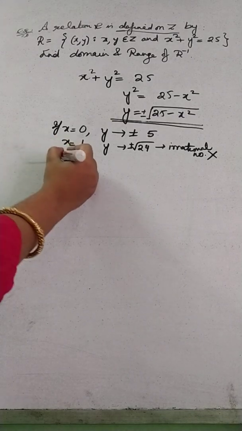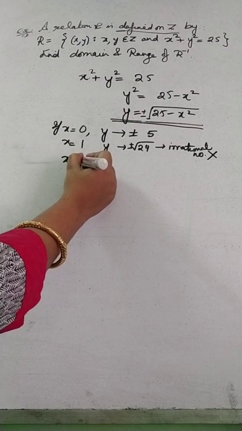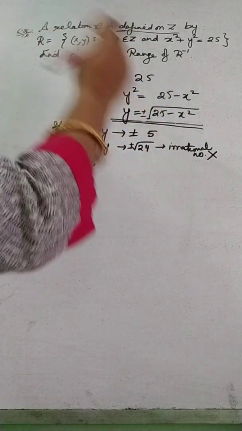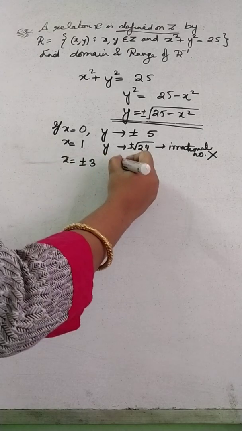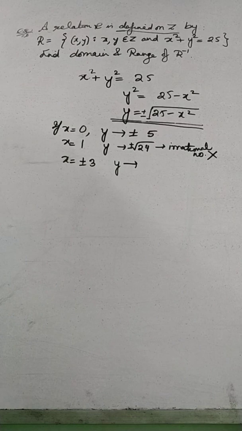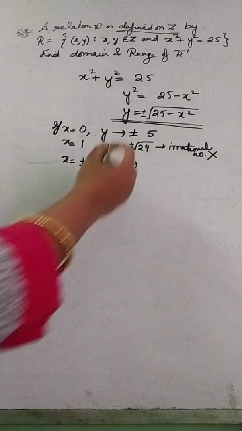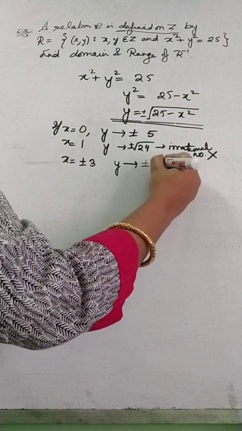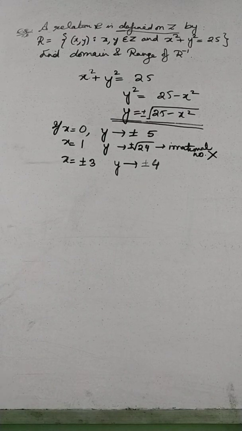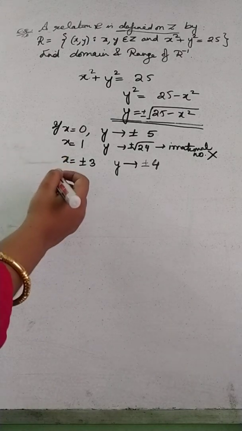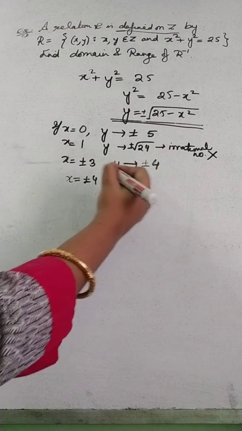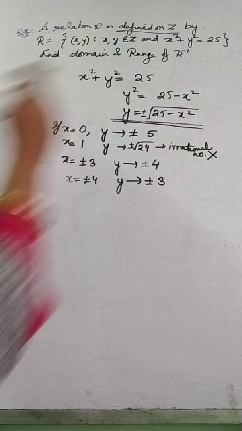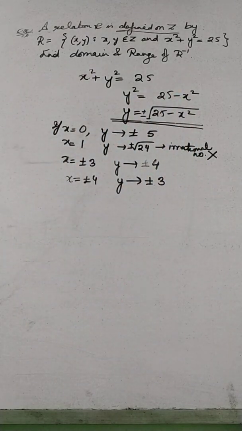When I take the next value of x, I can take plus 3 as well as minus 3 because it is an integer, and whether I put plus 3 or minus 3, it's going to be 9. So y square is 16, and the corresponding value of y is plus minus 4. Next value: if I take x as plus minus 4, the corresponding value of y is plus minus 3, because 25 minus 16 gives you 9.